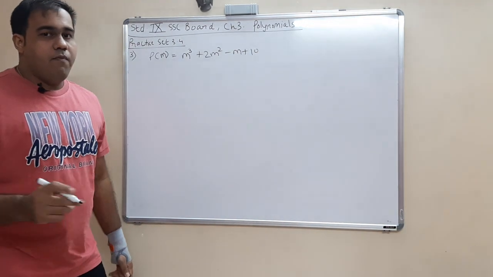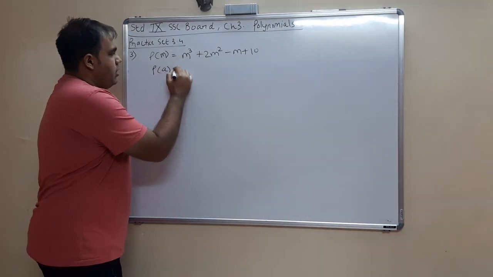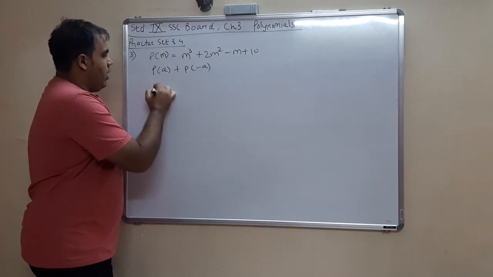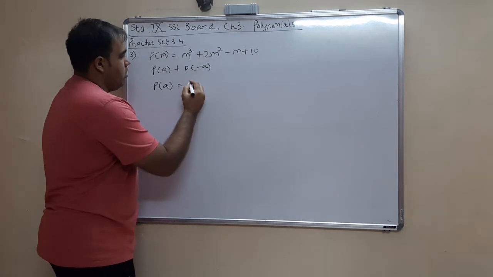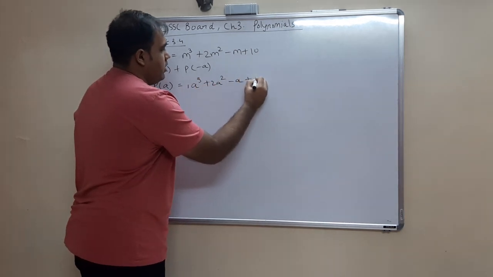So they want us to find P of a plus P of minus a. Okay, so we can find P of a easily. Wherever there is m, you have to put a. That's it. a cube plus 2a square minus a plus 10.